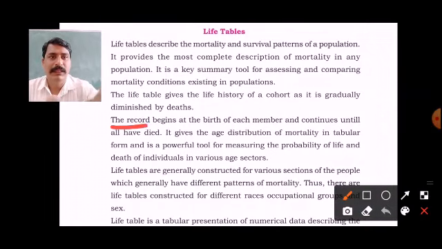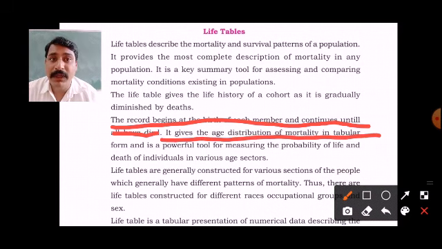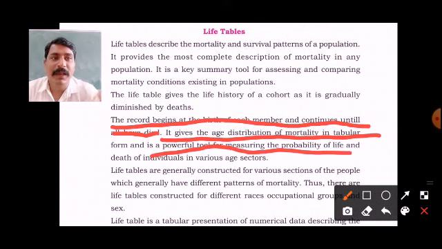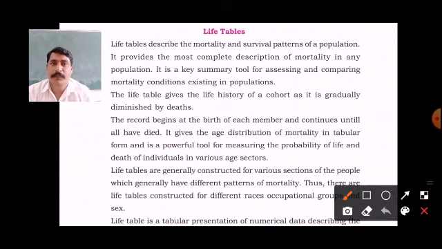Record begins with each member and continues until all have died. It gives the age distribution of mortality in tabular form and is a powerful tool for measuring the probability of life and death of individuals in various age sectors. So here it gives power so that we can measure the probability of life and death.